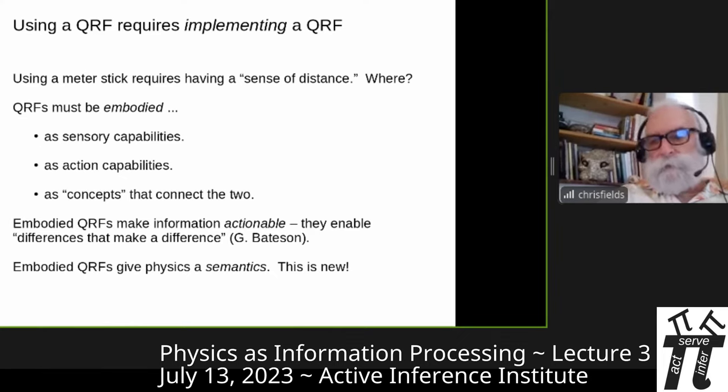It's what makes my measurements of length actionable by me using my effectors or action capabilities, whatever they are. So my internal reference frames are what make information I get from the world actionable. And in Bateson's sense of differences that make a difference, actionability is the core of semantics. Something is meaningful if I can do something about it. So this idea that we all contain embodied reference frames gives physics a semantics by giving observers a semantics. And this is new. This is an idea that never really appeared in physics before, that measurements automatically had to have some kind of semantics. But reference frames give semantics to measurements.